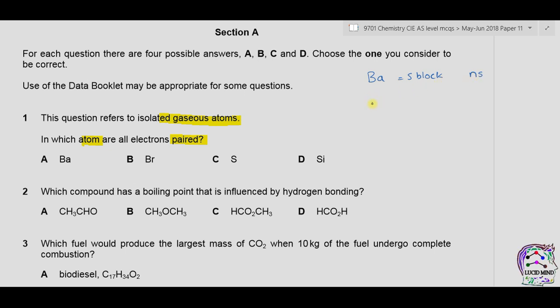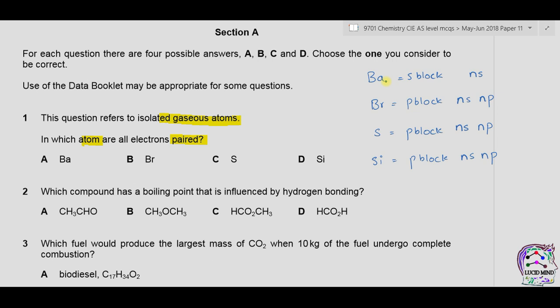Similarly, bromine is from p block. So its electronic configuration will end in ns and np orbitals. For sulfur, we have again p block and its configuration will also be ns and np. For silicon, which is also in p block, electronic configuration is ns and np.